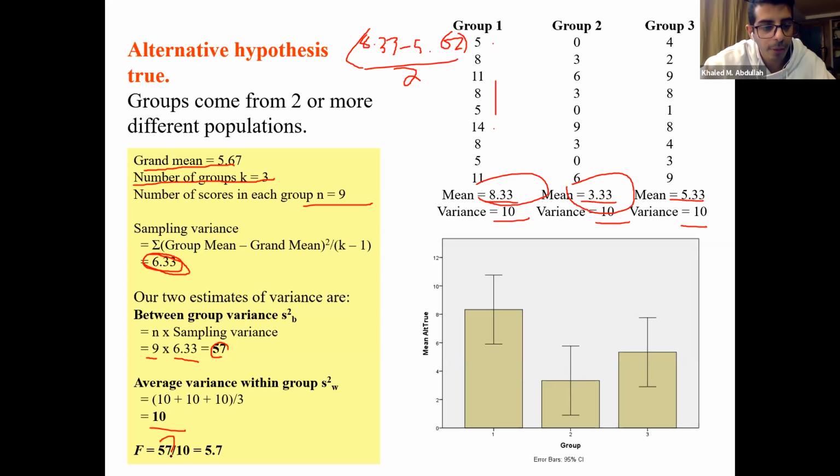This is your between-the-group variance. This is your within-the-group variance. You're going to get an answer of 5.7, and you answer that during the exam, 5.7. Okay? So do you all understand the calculation side of it?